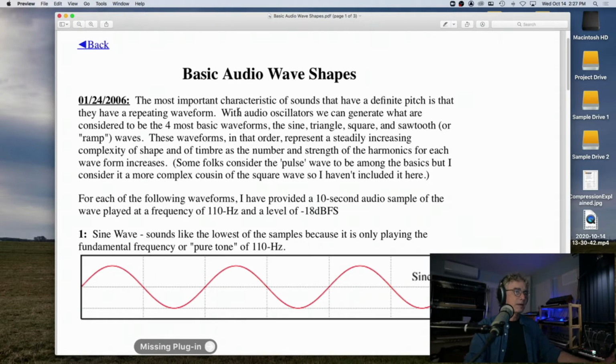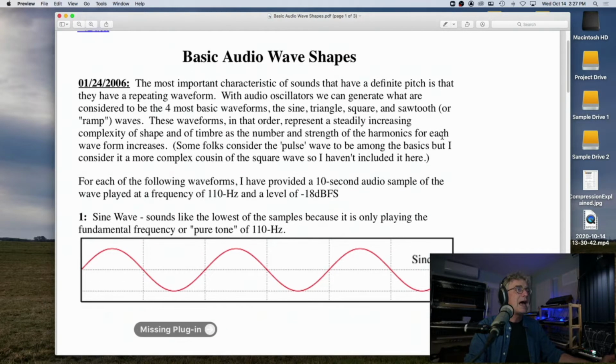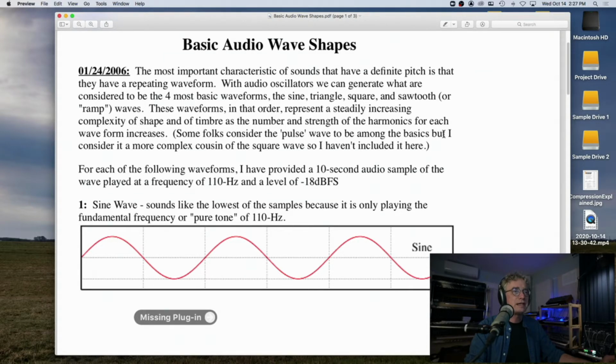So in a synthesizer, and we'll use that to start with now because I want to get into a discussion of phase in a second. With audio oscillators, we can generate what are considered to be the 4 most basic waveforms: sine, triangle, square, and sawtooth, or what's also called ramp waves. These waveforms in that order represent a steadily increasing complexity of shape and of timbre as the number and strength of the harmonics for each waveform increases.